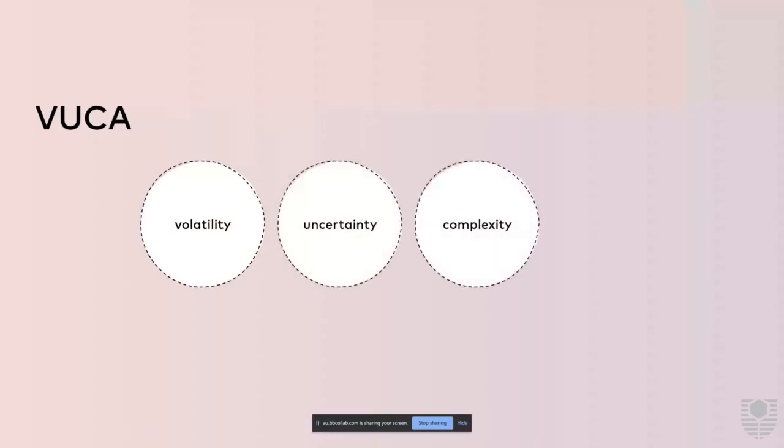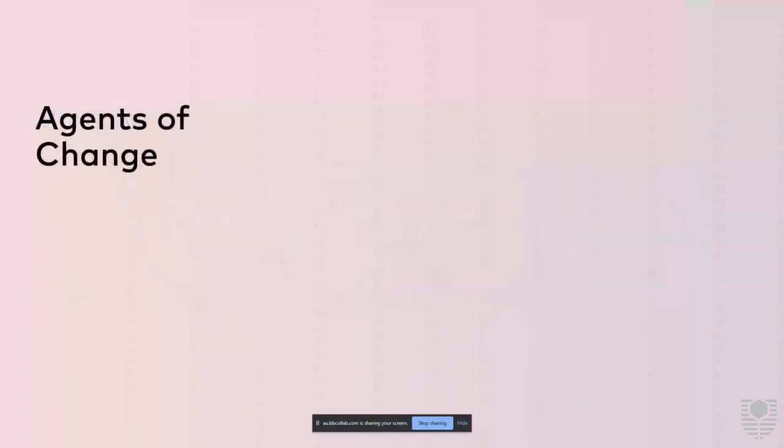The VUCA model tells us that we need to accept that there's volatility, that there is uncertainty, that there is complexity, and there is ambiguity. So the future is all of these things. So we need to understand, we need to accept that this is the case. You can't be 100% certain of anything. But what you can do is you can identify agents of change.